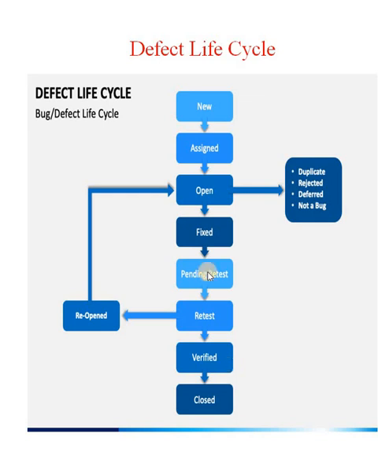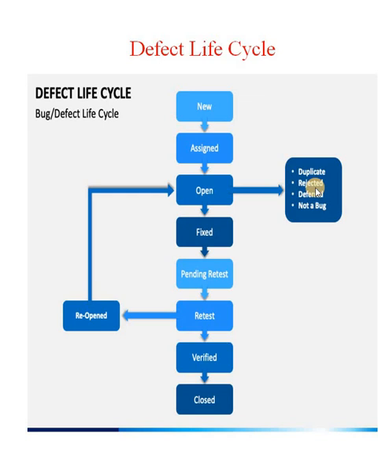But you can see here a few more states which arise as per your defect's requirement. First is duplicate, then rejected, deferred, and not a bug. So we can see that in the open state, if the defect is not an appropriate defect, at that time the defect is converted to duplicate, rejected, deferred, or not a bug.